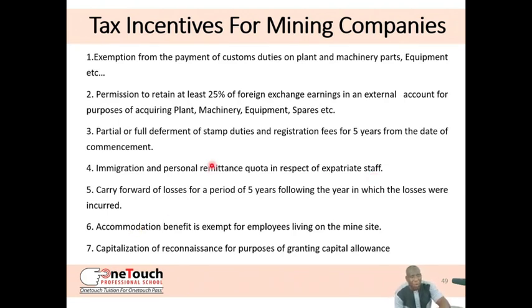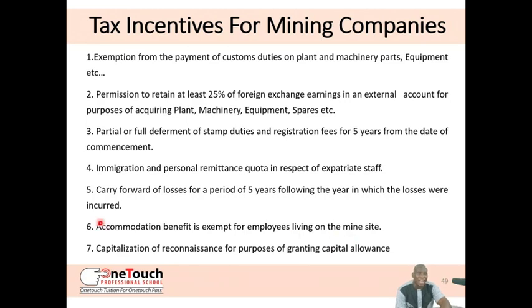The ability to carry forward losses for a period of what? 5 years following the year in which the loss was incurred is also an incentive to them. And when you are doing employment income, any accommodation given to an employee with the mines who is residing at the site where the mining activity is taking place, the accommodation benefit is exempt from tax. So the employee will not pay tax on an accommodation benefit when it comes to employees who are living on the what? On the mine site. Very important point.